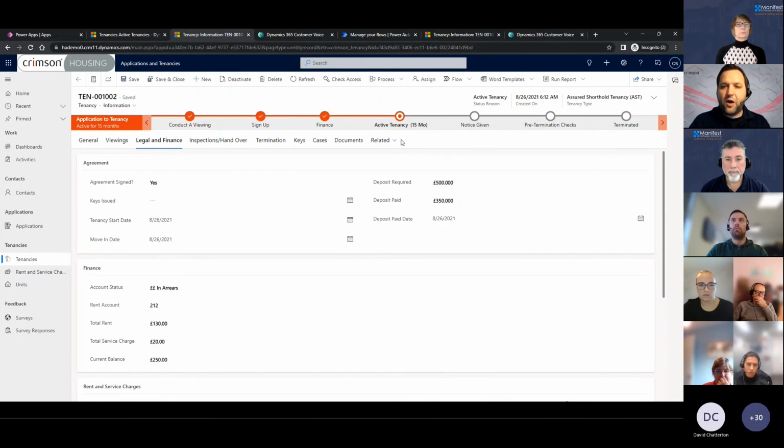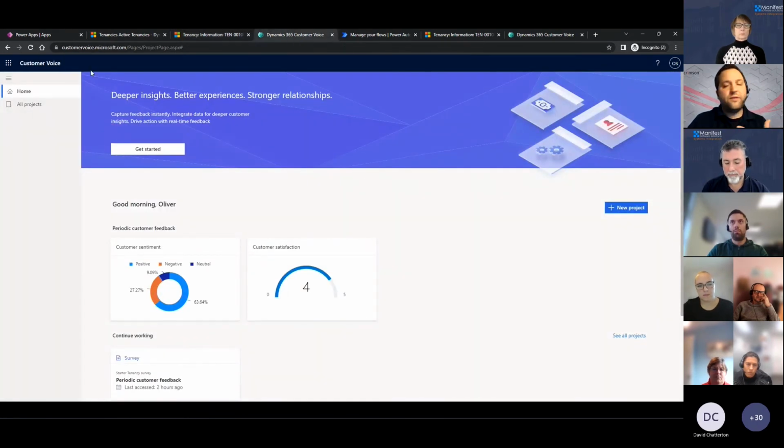With Dynamics 365, because the workflow engine called Power Automate is integrated, you can start scheduling and sending out these communications, or if it's a trigger point, you can trigger these communications to go out and send information directly to a tenant. So that's what we're doing now. So what I'm going to take you through very quickly is how we've built a customer voice survey. One of the Dynamics 365 modules is customer voice.